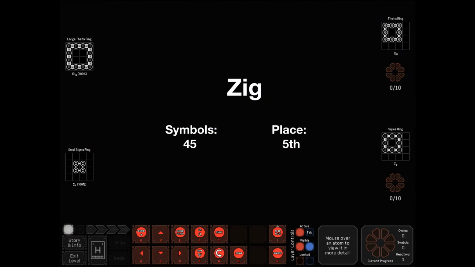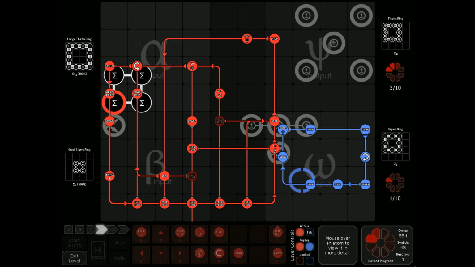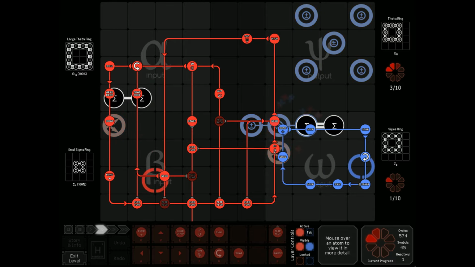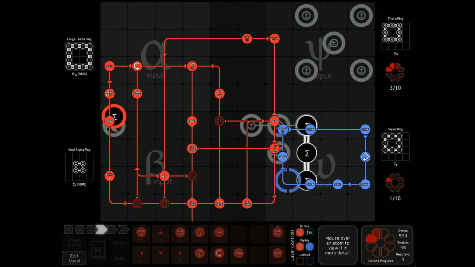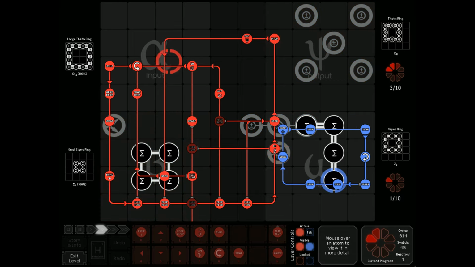Zig's design, by contrast, uses the blue Waldo exclusively for assembling the output molecules, while the red Waldo disassembles and counts using a tidy array of flip-flops.